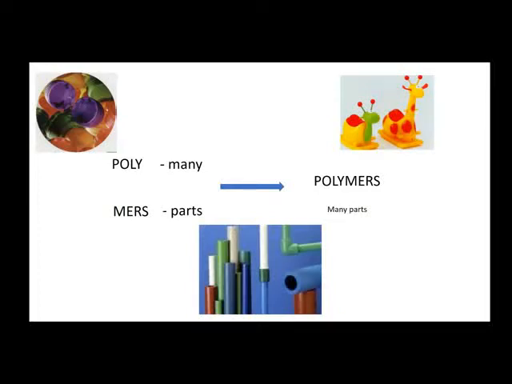Today you will start a module on polymers. So, what are polymers? Polymers are very long molecules with many repeating units, often described as chains. The word polymers comes from the Greek poly, meaning many, and mers, meaning parts. Polymer, many mers, many parts.